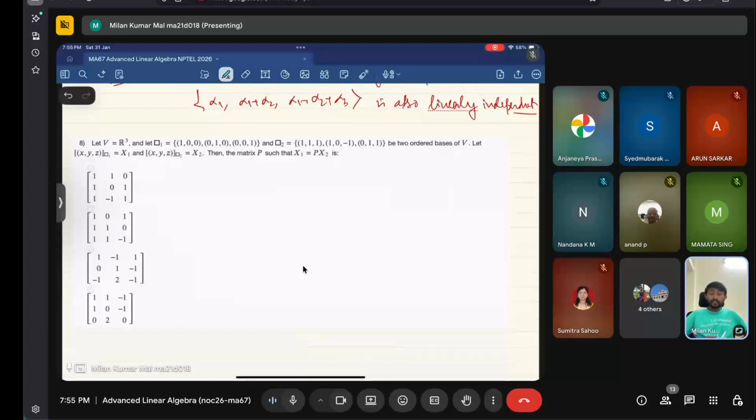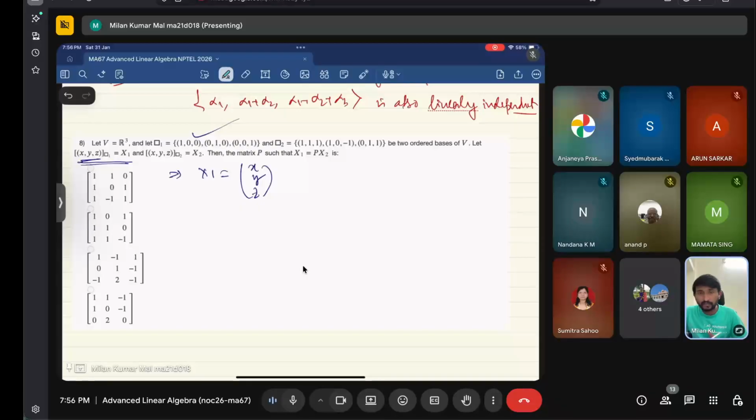So here is another problem: V equals R3, and we have two bases. One basis is (1, 0, 0), (0, 1, 0), (0, 0, 1). Another basis is (1, 1, 1), (1, 0, -1), (0, 1, 1), in another order. So let the matrix of (x, y, z) in terms of the first basis be x1, that is, x1 equals (x, y, z). This is the vector, right? Because this is the basis and this is the vector (x, y, z).